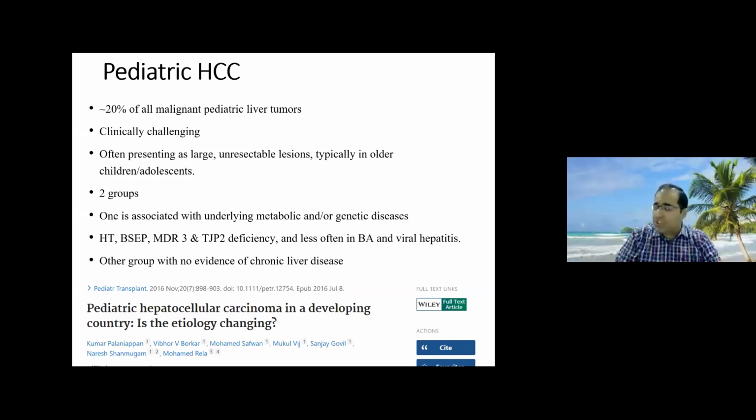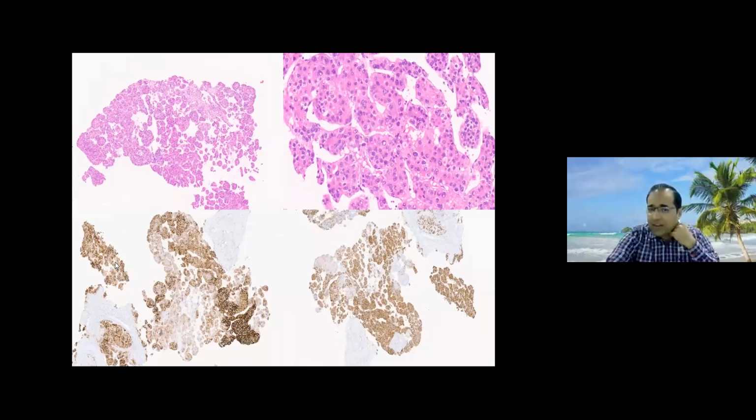And we have seen tyrosinemias in our center, BSEP, MDR3, TJP2, biliary atresias, and very rarely hepatitis B viral hepatitis, which is very common in India. Viral hepatitis associated SCC in children is very low because of the vaccination, which we also suggested in the paper we published. So this is the typical case sent by Dr. Julius only.